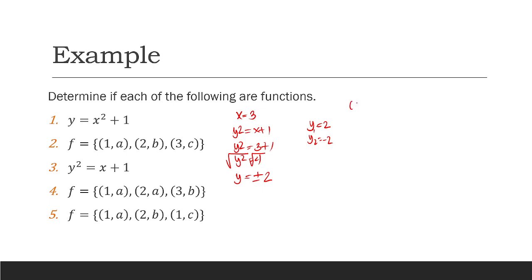And that is, the first ordered pair is 3, 2, and 3, negative 2. So, if this is the case, for one value of x, dalawang value of y yung na-assign natin, therefore, this is not a function. So, number 3 is not a function.